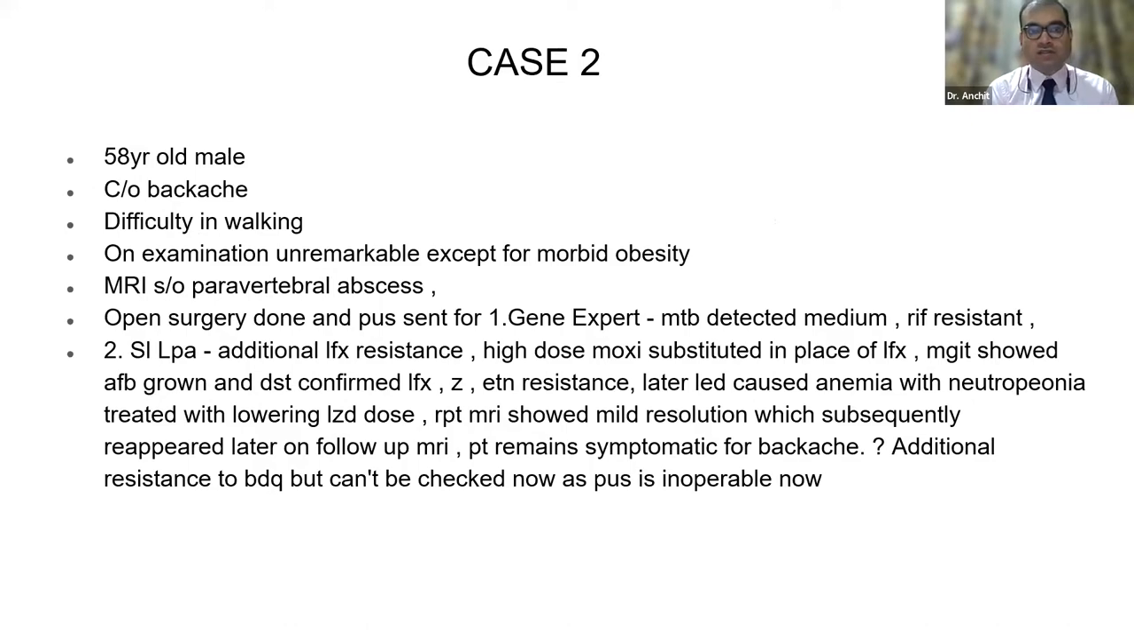A similar case was a 58-year-old male who had long-standing backache and difficulty standing. He was admitted under a neurosurgeon, and an MRI showed a paravertebral abscess. He had open surgery, and the pus was sent for all the usual modalities like GeneXpert, LPA and DST. But whole genome sequencing could not be done because it was not available at that time. GeneXpert showed rifampicin resistance. LPA showed additional levofloxacin resistance. High dose moxifloxacin was substituted in place of levofloxacin, and MGIT confirmed the findings.